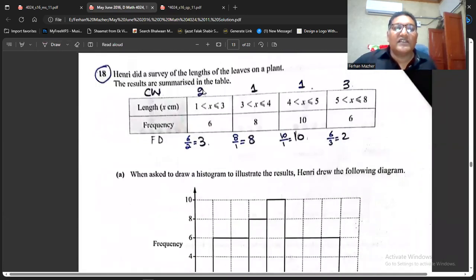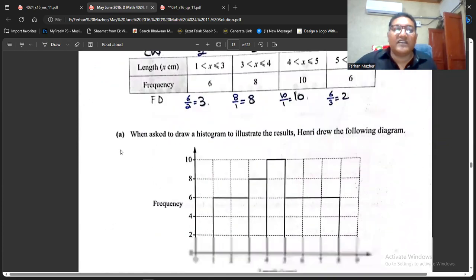The class width here is 2, here is 1, here is 1, and here is 3. The frequency of this class is 6, 6 divided by 2 is 3. The frequency density is 3. 8 divided by 1 is 8. The frequency density is 8. 10 divided by 1 is 10. 6 divided by 3 is 2. So the frequency density of this class is 3, this class is 8, this class is 10, and this class is 2.